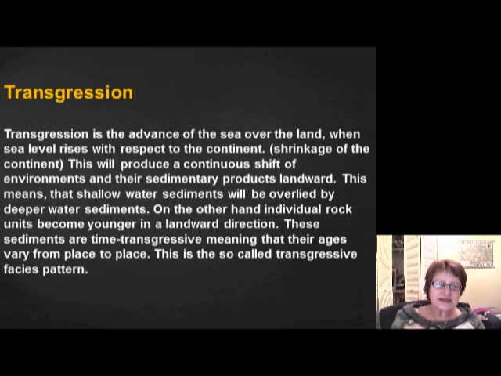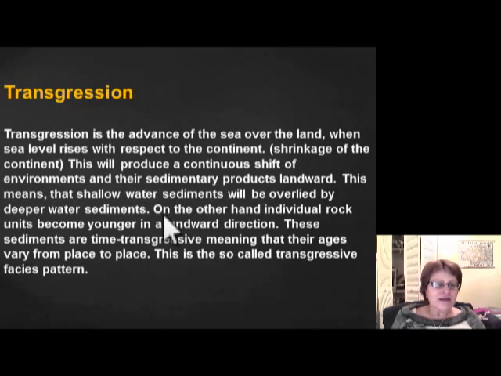So the sediments are time transgressive, meaning that their ages vary from place to place. Because at the beginning of the sea level change, they were forming right here, but as the sea level started to increase, they moved toward the land, because the land has been shrinking now. So a bigger and bigger area got covered by water. So time transgressive. And we call this the so-called transgressive facies pattern.